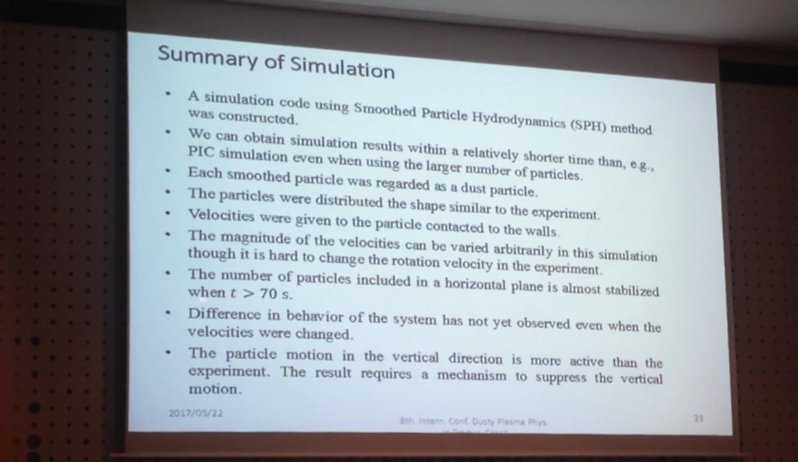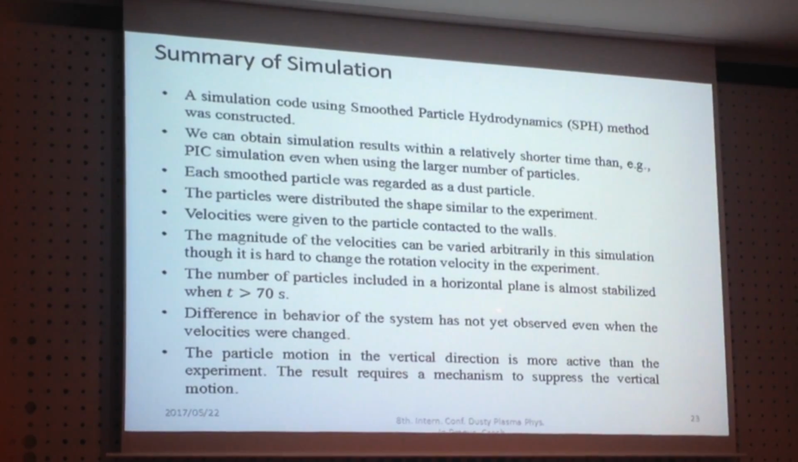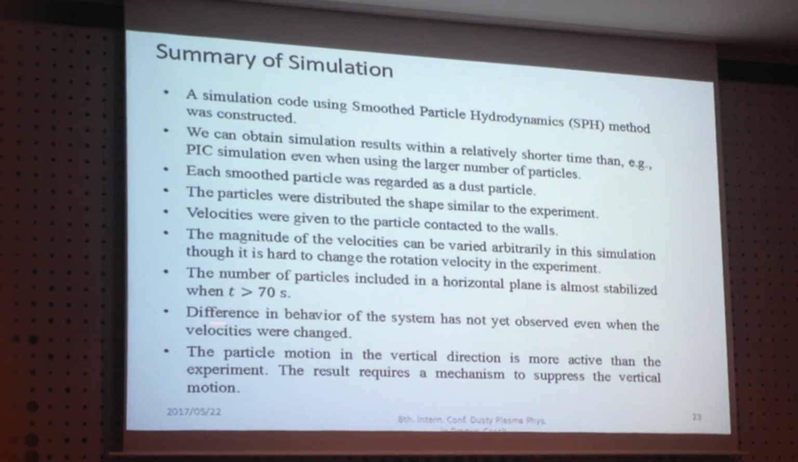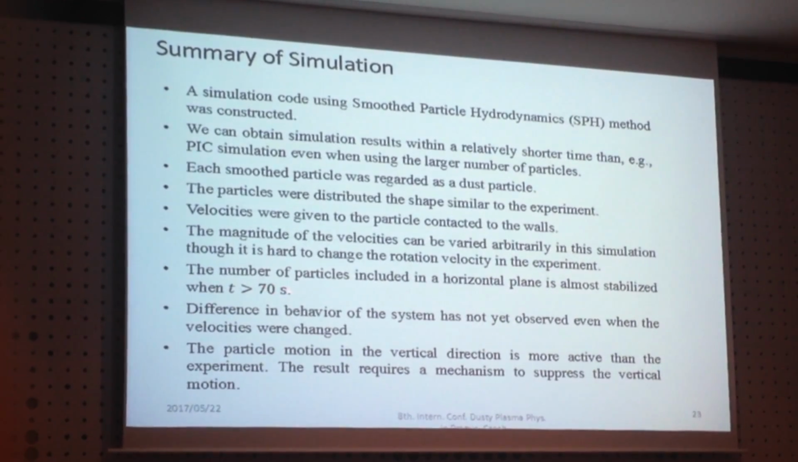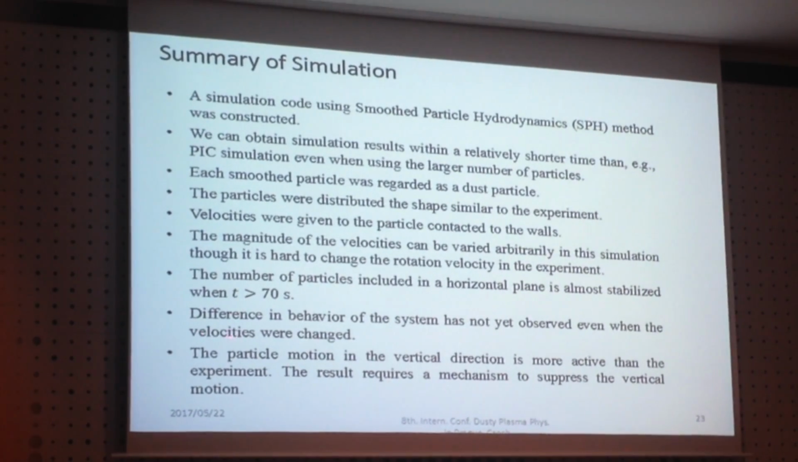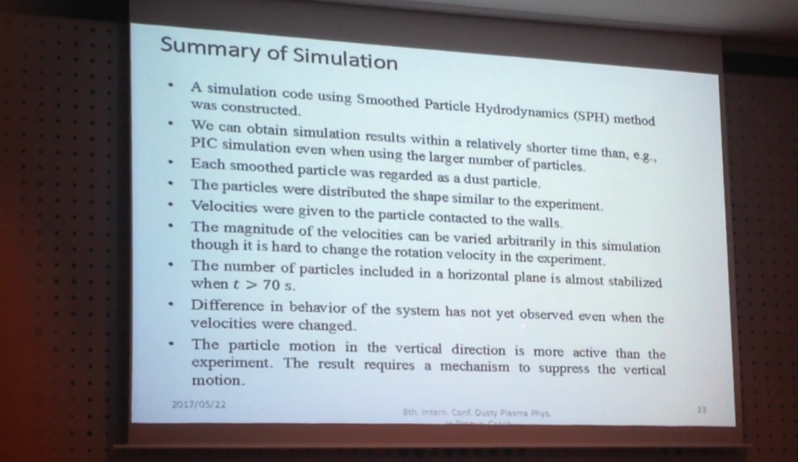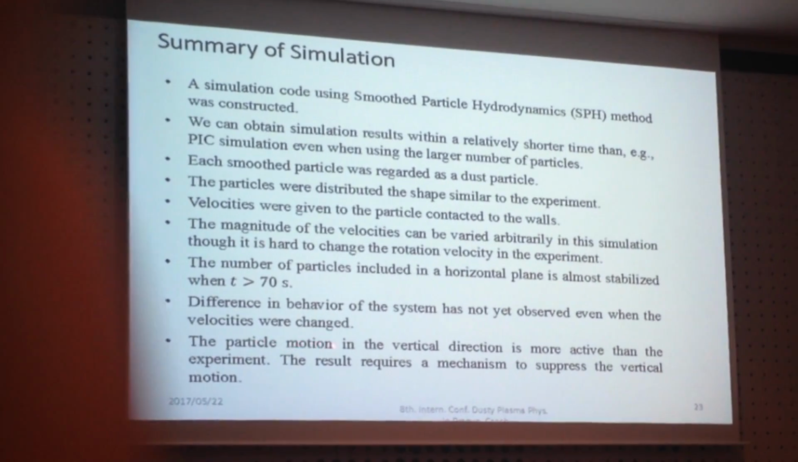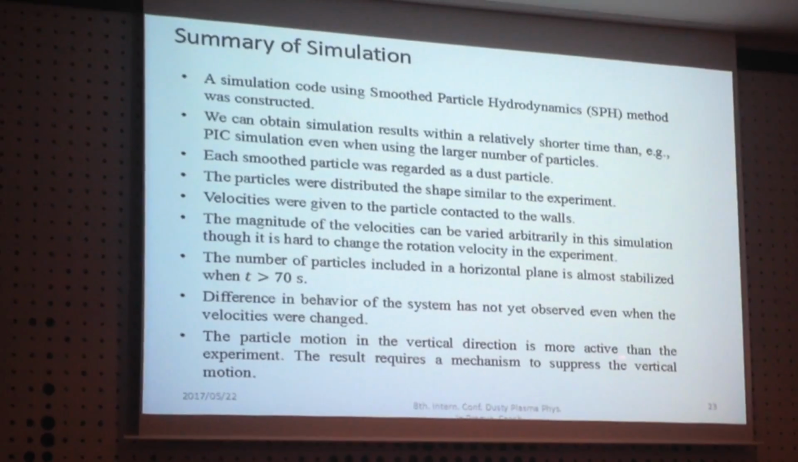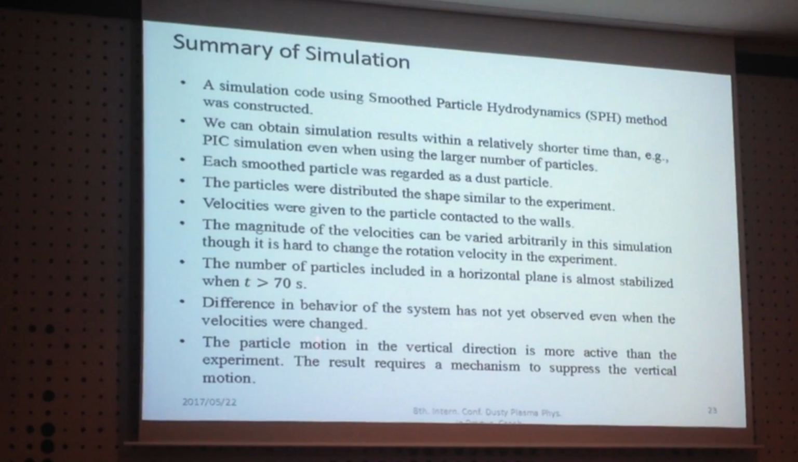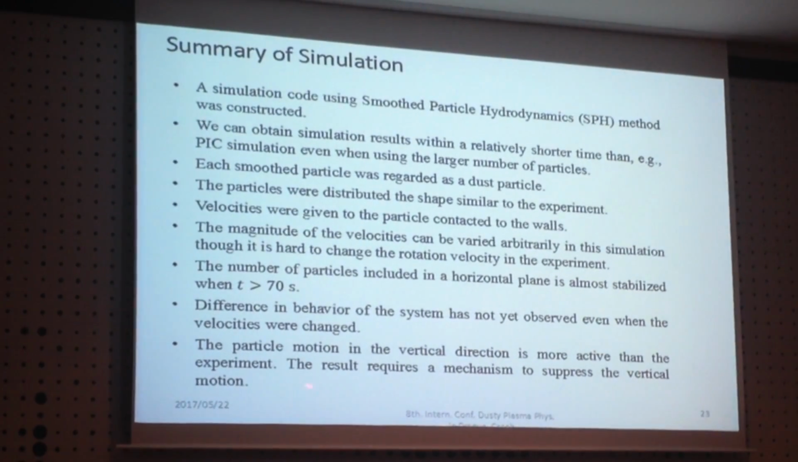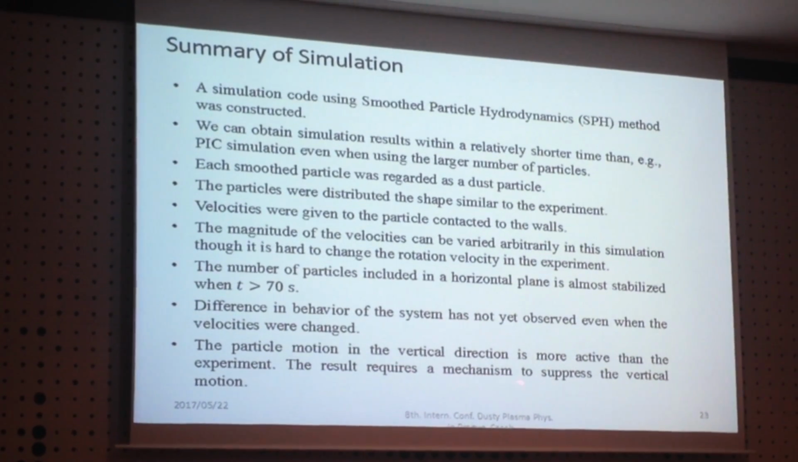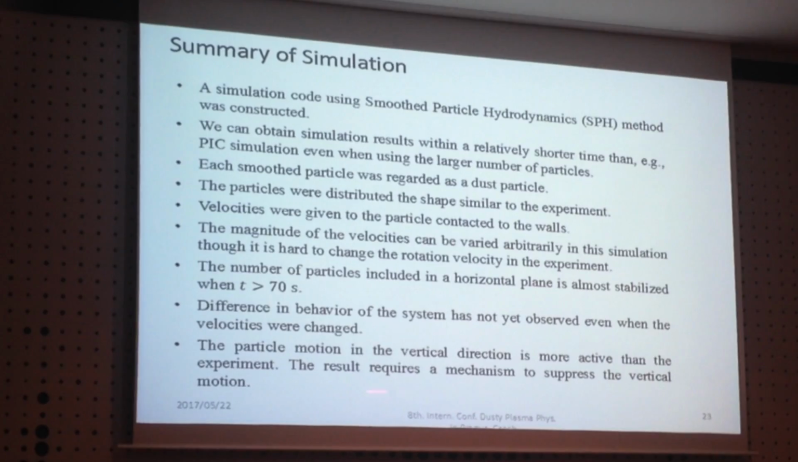The number of particles included in the horizontal plane is almost stabilized when the time is longer than 70 seconds. A difference in the behavior of the system is not yet observed even when the velocity is changed, but the particle motion in the vertical direction is more active than in the experiment. This is a new finding. The result requires mechanisms that suppress the particle motion.